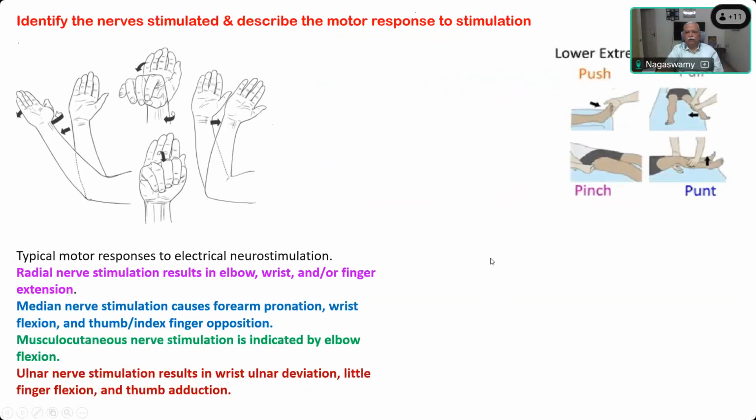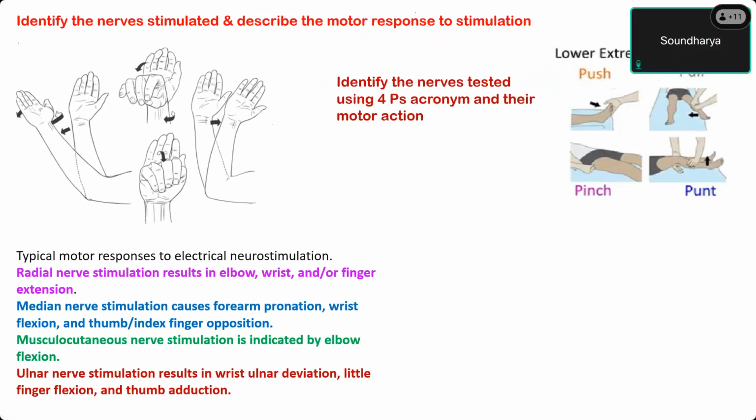Similarly, for the lower extremities, we use the 4 P's: push, pull, pinch, punt. Identify the nerves tested using the 4 P's acronym and their motor action. Posterior tibial nerve, sir.